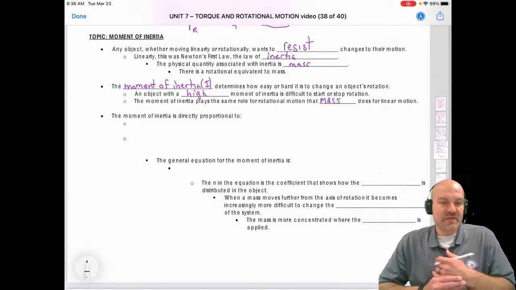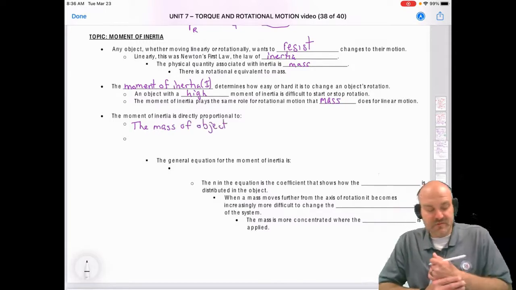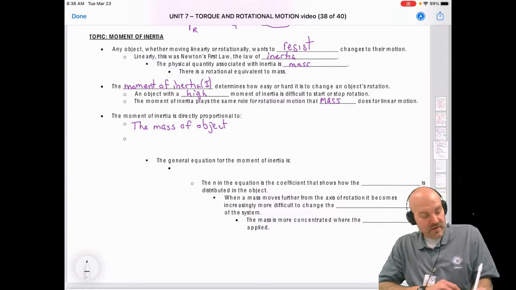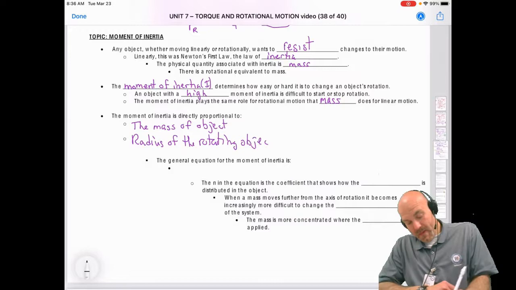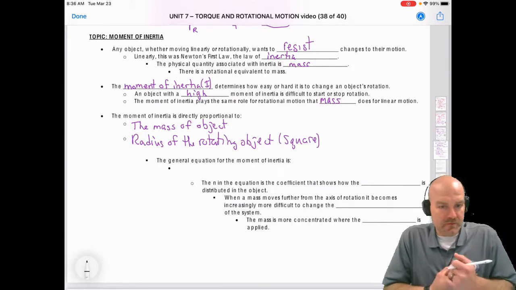And there are two factors that moment of inertia is directly proportional to. One is the mass of the object. So yes, mass plays into the object's rotational inertia. The second thing that plays into an object's moment of inertia is the radius of the rotating object. In fact, it's the square of the radius, and we'll get into that in a second when you see the general formula for the moment of inertia.